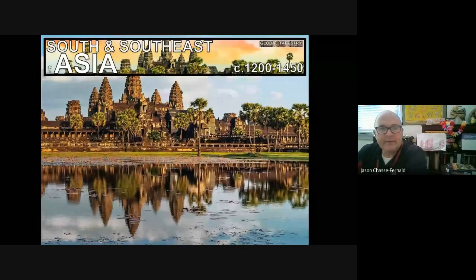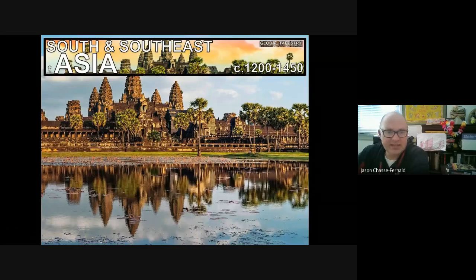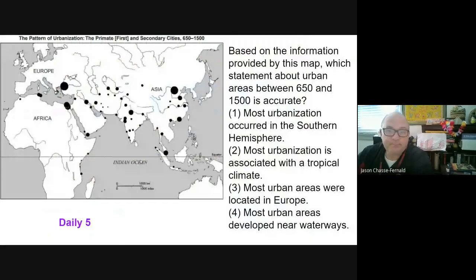All right, so South and Southeast Asia. This is probably one of the more recognizable Southeast Asian cultural sites. Hopefully you know what that is. This is Angkor Wat. It is in what is today modern-day Cambodia. All right, so we'll begin today with our daily five.